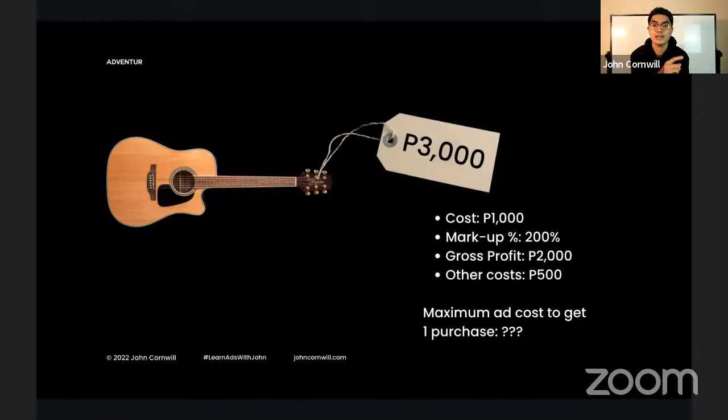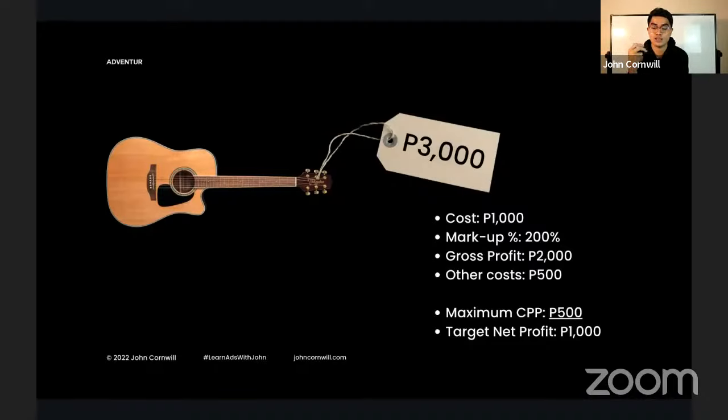Okay? Sige. Next part. So, we'll be assuming na yung maximum cost per purchase na preference ni business owner is 500 pesos. Okay lang sa kanyang gumasto ng 500 pesos para makakuha ng isang purchase. So, computing from the gross profit na 2,000 pesos, meron siyang other costs, promotional costs maybe, na 500 pesos, meron siyang maximum cost per purchase na 500 pesos.